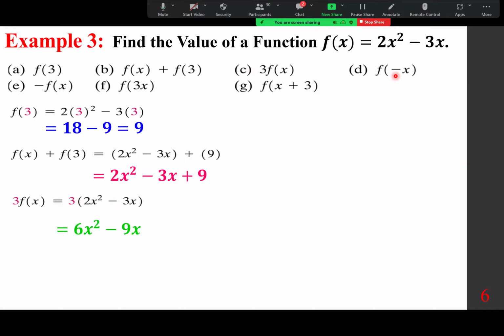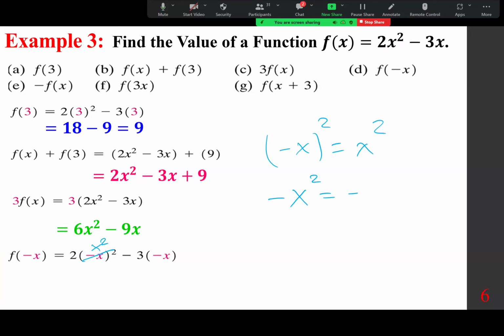f of negative x means replace the x with negative x here. So 2 times negative x quantity squared minus 3 times negative x. I hope you know that negative x quantity squared is x squared, class. Minus x quantity squared is also x squared, but minus x squared is minus x squared.